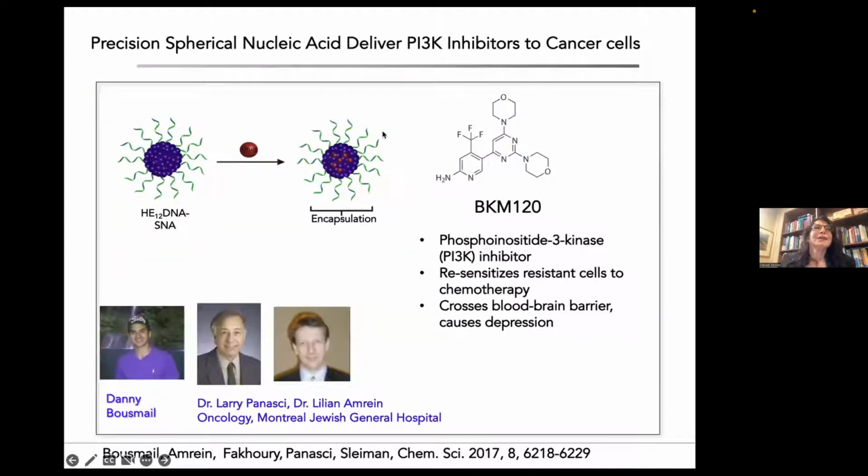Okay, so the first thing that we wanted to ask is, can we use them for drug delivery? In this case, we're going to ask two questions. First, can we encapsulate small molecule drugs on the inside of our spherical nucleic acids, and will they deliver those small molecules to cells? And secondly, what is the in vivo behavior? What is the biodistribution of these structures?